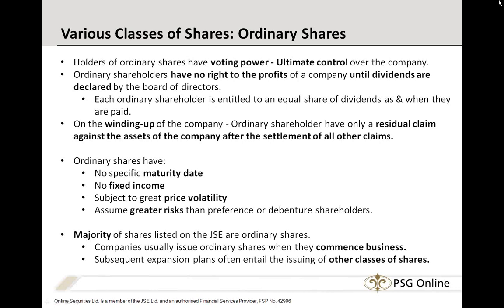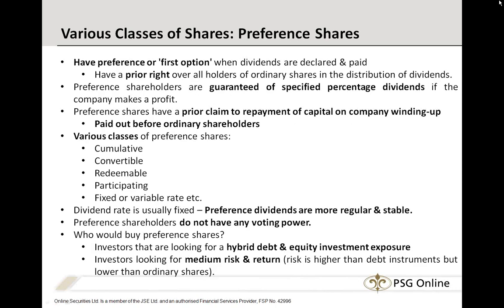So when the company does list in the market, they do commence the trading with issuing of ordinary shares. And later on, they might issue other classes of shares. Let's talk about other classes. We talk about preference shares. The main difference between an ordinary share and a preference share is that a preference share has a preference, or a first option, where dividends are declared and paid, number one. And secondly, obviously, they have a prior claim.